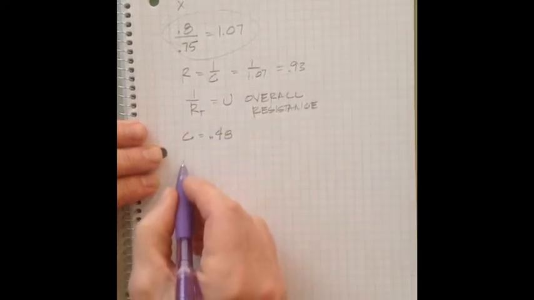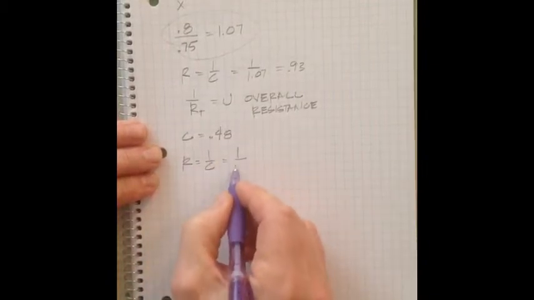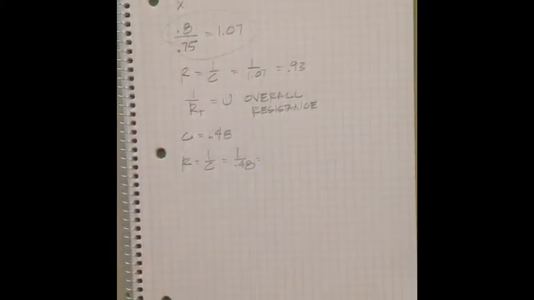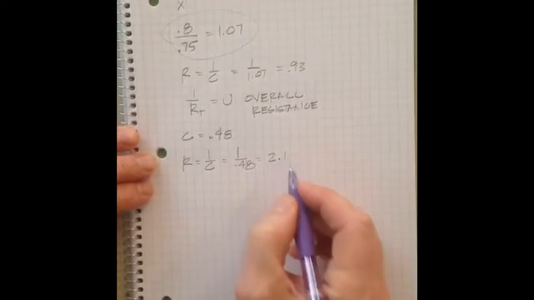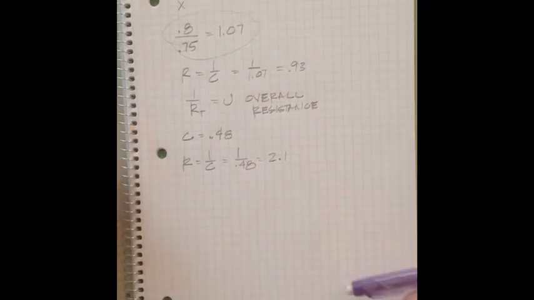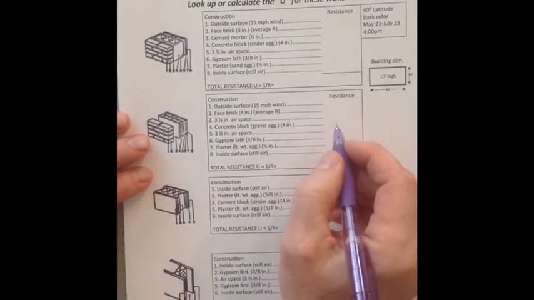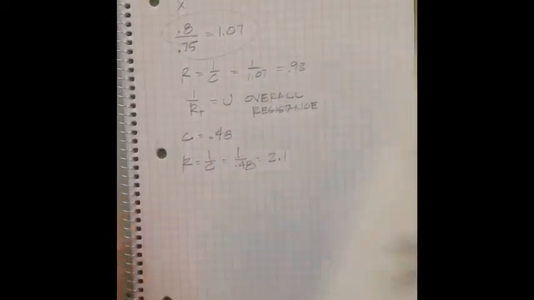0.48. If I want the R number for this, R equals 1 over C, which equals 1 over 0.48. And I got my calculator here. I'm doing 1 divided by 0.48 equals roughly 2.1. So the R is 2.1. For this airspace here, this 3.5, for the R number, I'm going to put 2.1. Okay? So that airspace is one thing that we need to take into consideration.